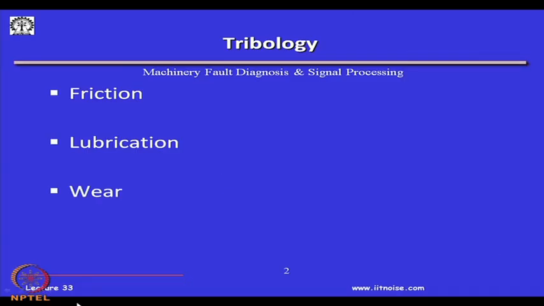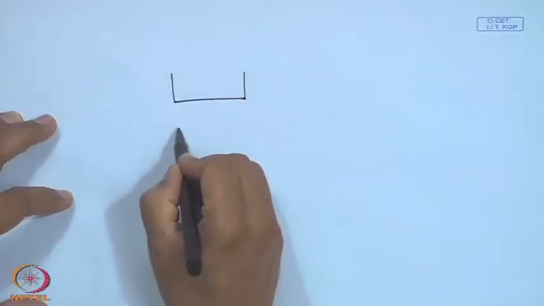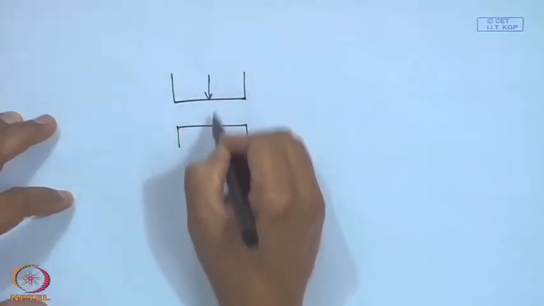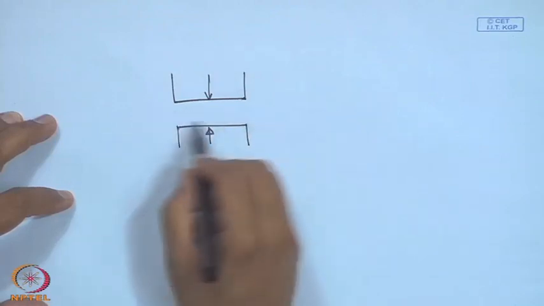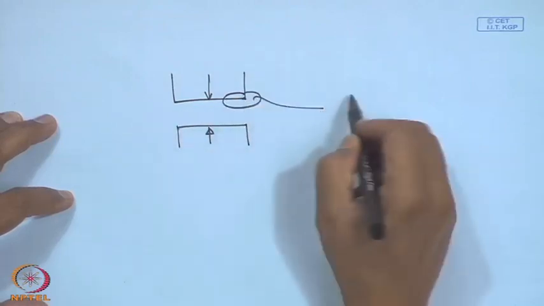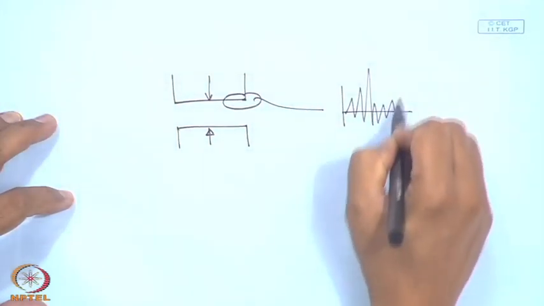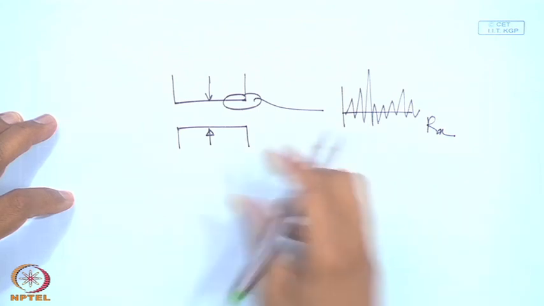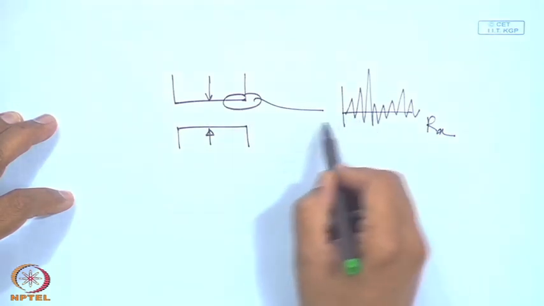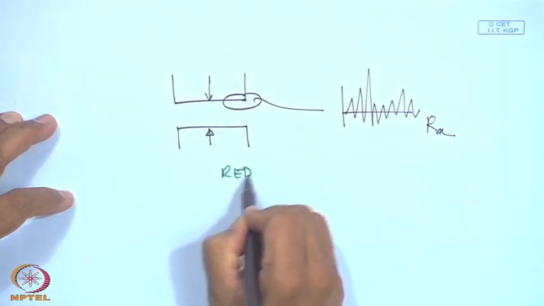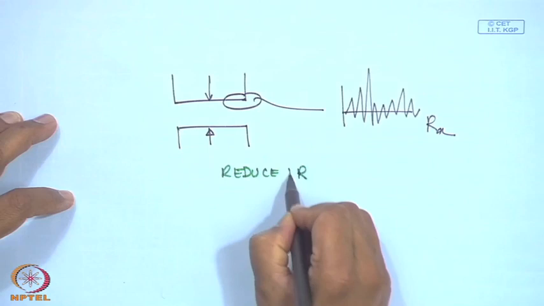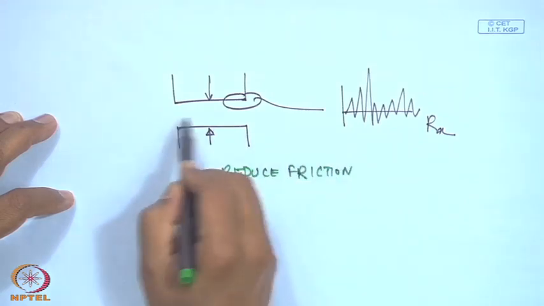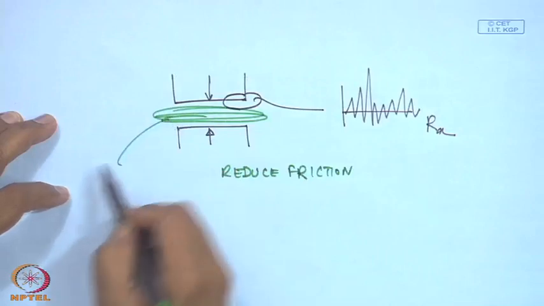Just to recap, tribology is the study of friction, lubrication, and wear. When two machine components interact, either they slide or rub, and these surfaces are actually very rough. If you see the surface roughness, they are very rough and they have a center line average. So, what happens to reduce this kind of friction? We need to give a layer of lubricating oil.